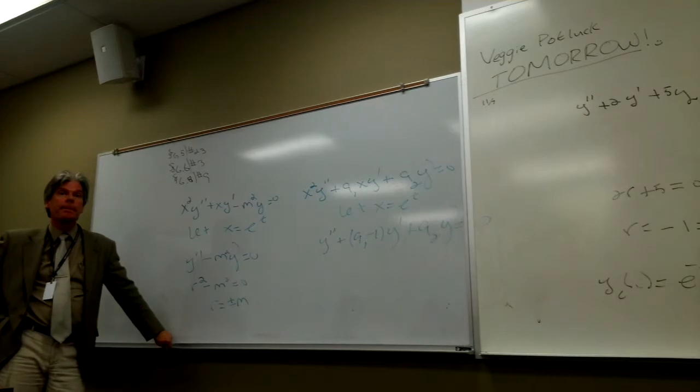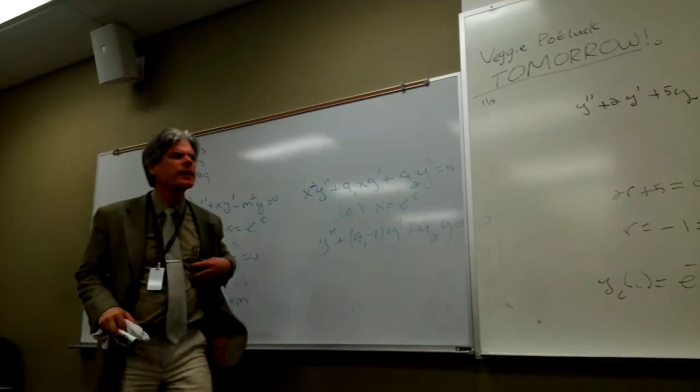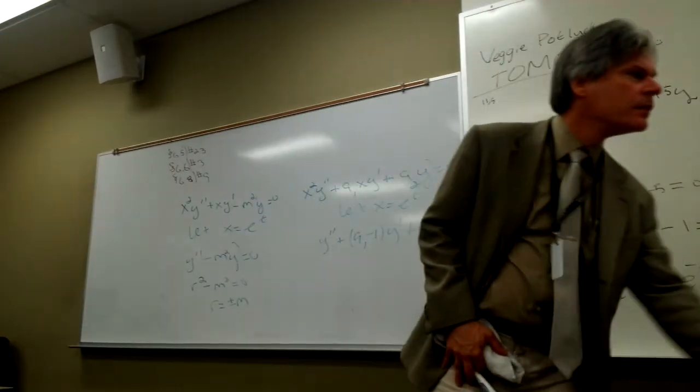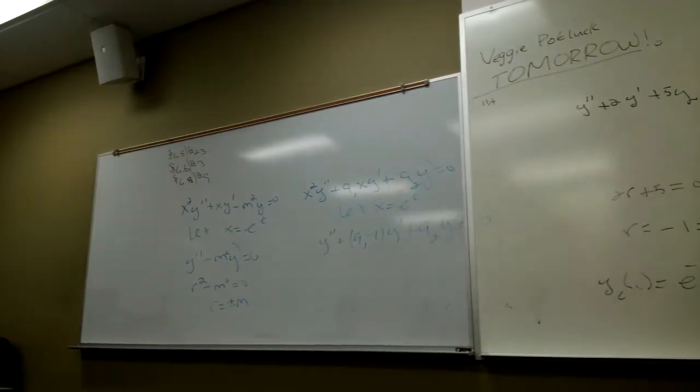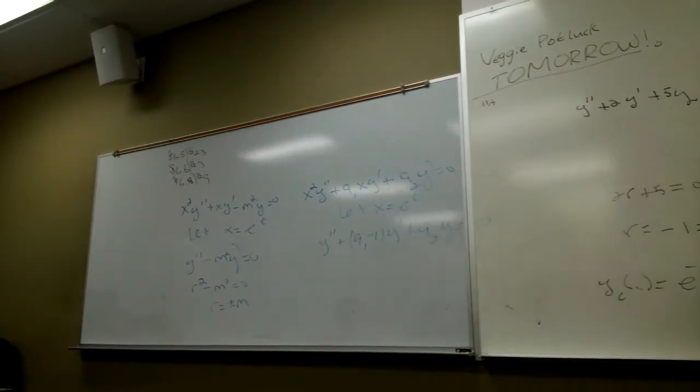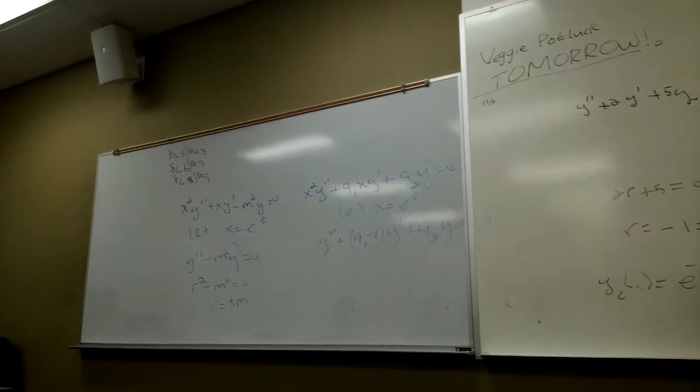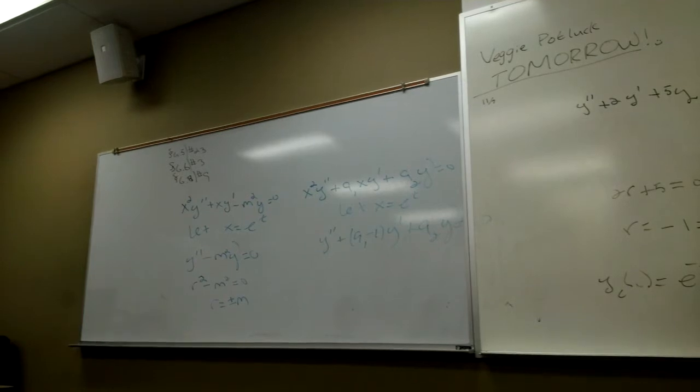Michael? I'm still not sure, when you have an x equals e to the t, is that turning x squared into e to the 2t? And then, how's that, are you dividing it out?